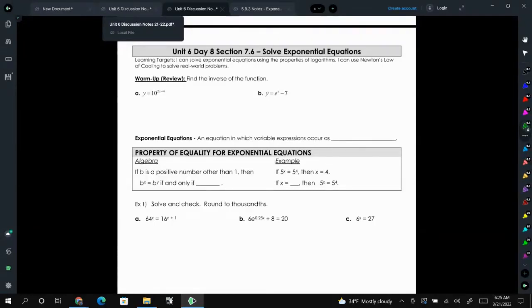All right, today we're going to be solving exponential equations. As we were working with logarithmic equations and logarithmic expressions, one of the questions that's always been in the back of our heads is, why do we do this? And the reason why we use logs is so that we can solve exponential equations.